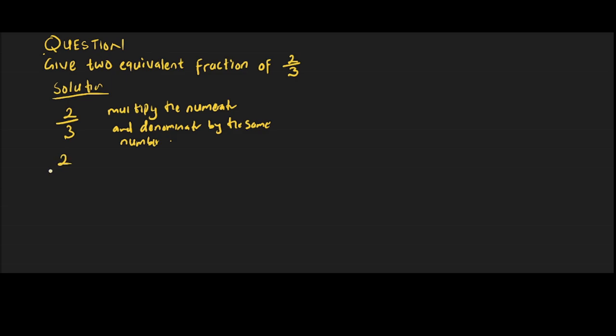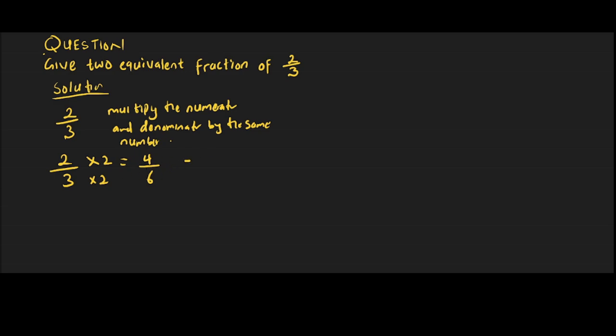Now we have 2 over 3. So we could decide to multiply the numerator and denominator by 2, that is times 2, times 2. Here we have 4 over 6. 4 over 6 is an equivalent fraction to 2 over 3. We are asked to give 2.